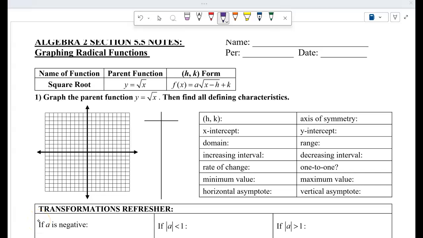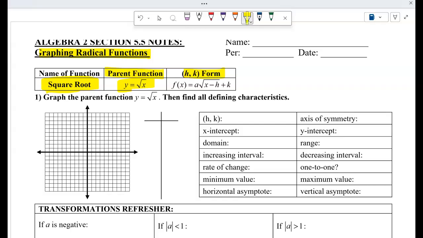Okay, guys, so for 5.5 notes, we are graphing radical functions. The first one we are going to study is the square root function. The parent function is y equals square root of x. HK form. Remember, we've studied HK form before.